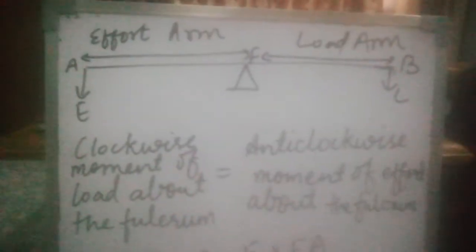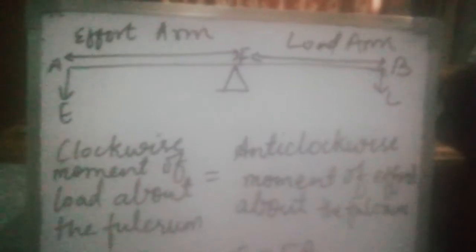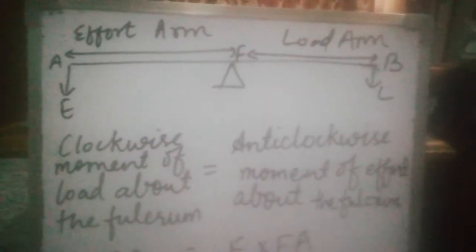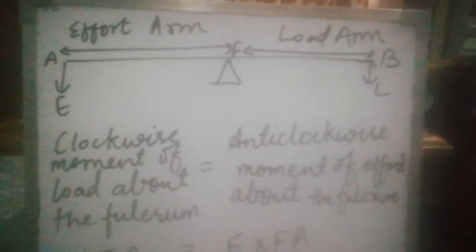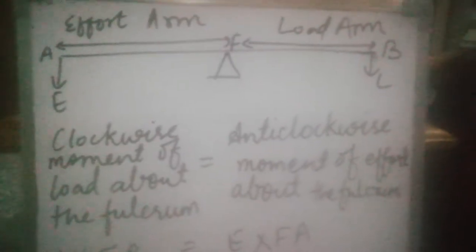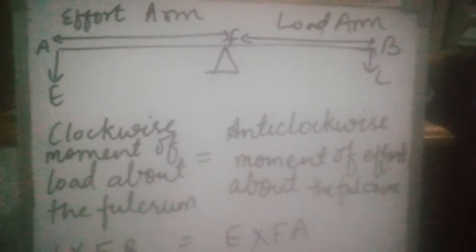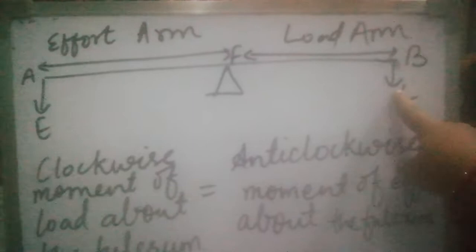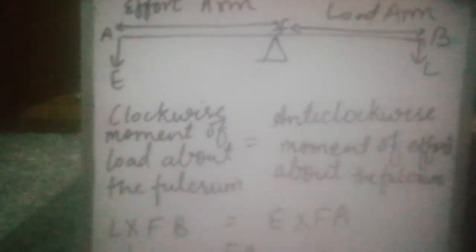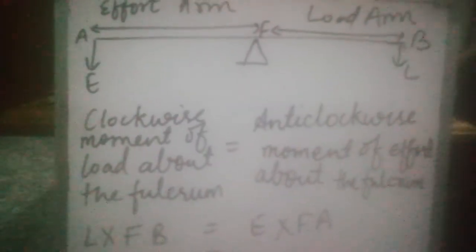What is the principle of moments, children? According to the principle of moments, at the equilibrium position, the moment of load about the fulcrum is equal to the moment of effort about the fulcrum, but they both act in opposite directions. That means one will act in clockwise direction and the other in anti-clockwise direction. From the diagram we can see that load will act in clockwise direction and the effort will act in anti-clockwise direction.